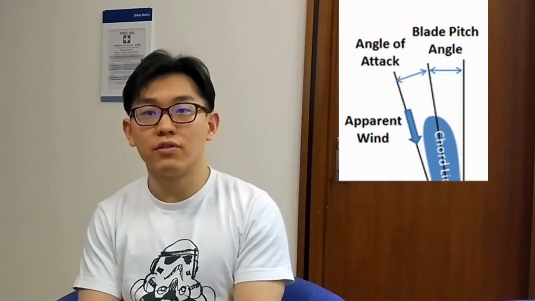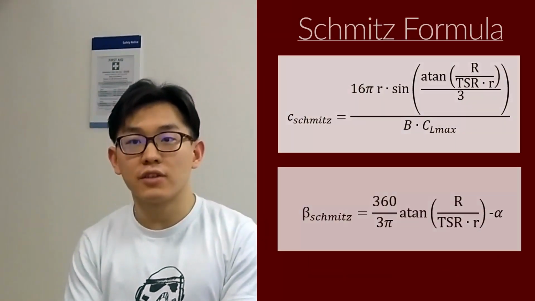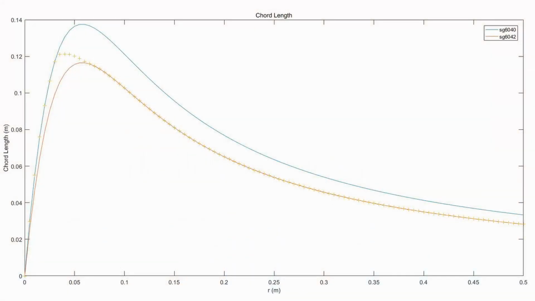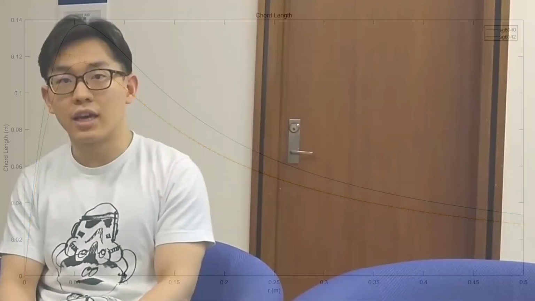First, we calculate the optimal chord length and pitch angle for each airfoil using the Schmitz formula. The Schmitz formula is dependent on the size of the turbine blade, TSR, and the performance of the airfoil. Since the size, angular velocity, and wind speed are fixed, 3 airfoils would give 3 different chord lengths and pitch angles based on their maximum lift-to-drag ratio and the corresponding angle of attack.